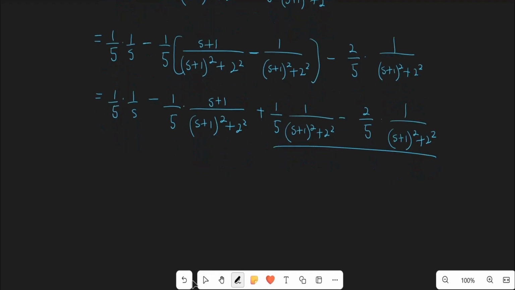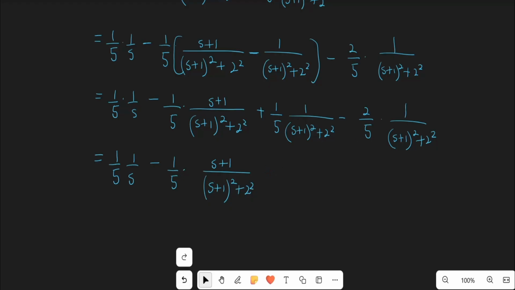So these ones are similar, so we can combine them. 1 over 5 minus 2 over 5 is negative 1 over 5. So we have 1 over 5 times 1 over s, minus 1 over 5 times (s+1) all over (s+1)² + 2², plus this one can be combined into negative 1 over 5. So 1 over 5 minus 2 over 5 is going to be negative 1 over 5. And now we have times 1 all over (s+1)² + 2².